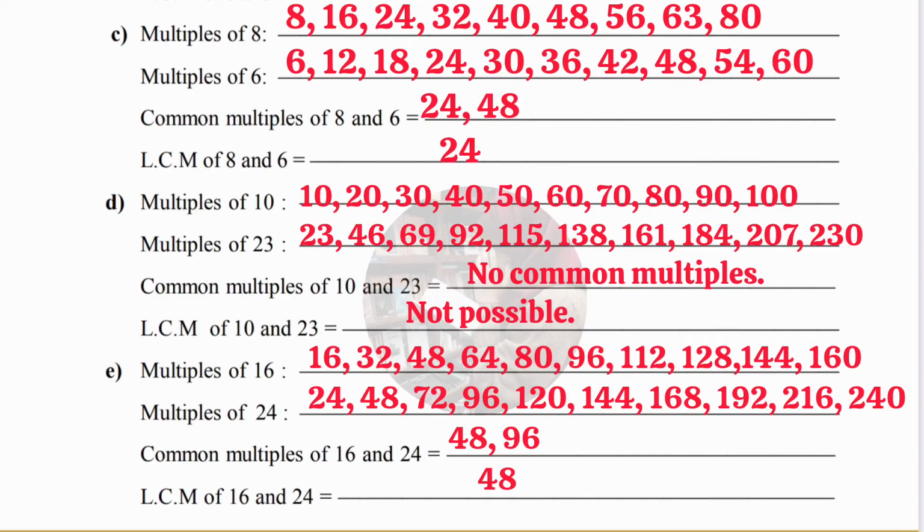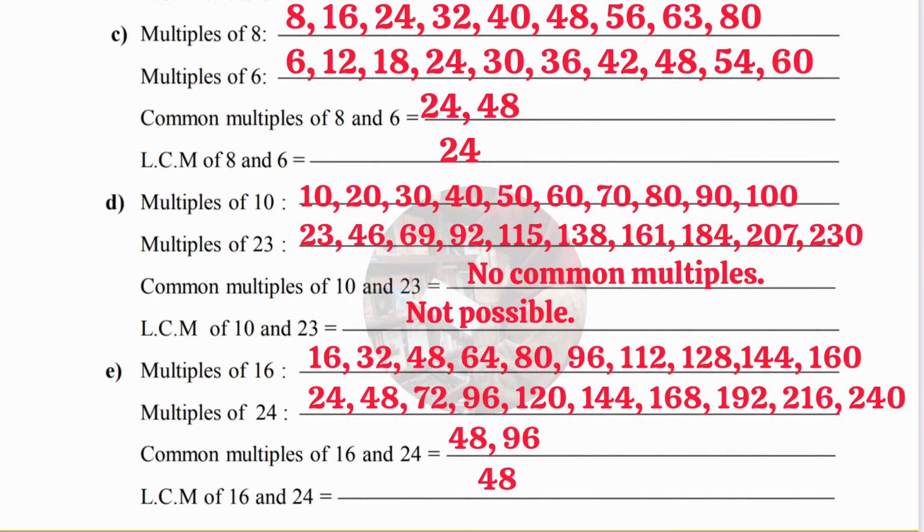Okay, next, observe the fourth question, which is multiples of 10 and 23. Here you have to write down the multiples of 10 and 23. If you try to find the common multiple, you will not be able to see even a single common multiple. That's why there are no common multiples. So write it down: no common multiples. And if there are no common multiples, there is no LCM also, meaning not possible. That's how you have to write it.